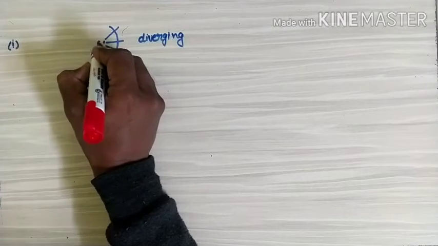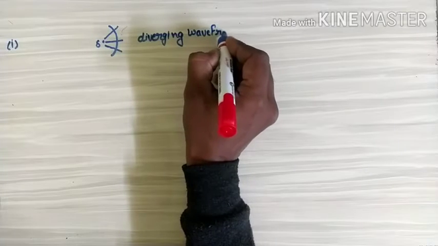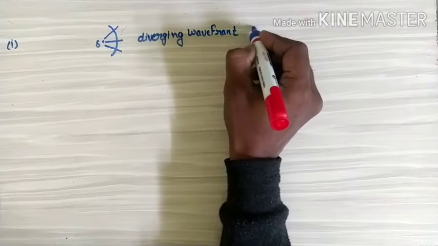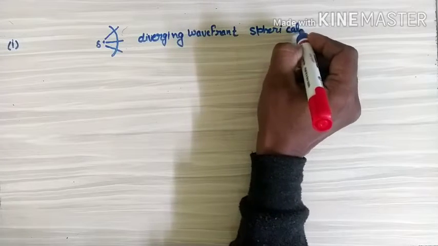Wavefront. This is a source of light, diverging wavefront. This is called a spherical wavelet. Spherical wavefront.